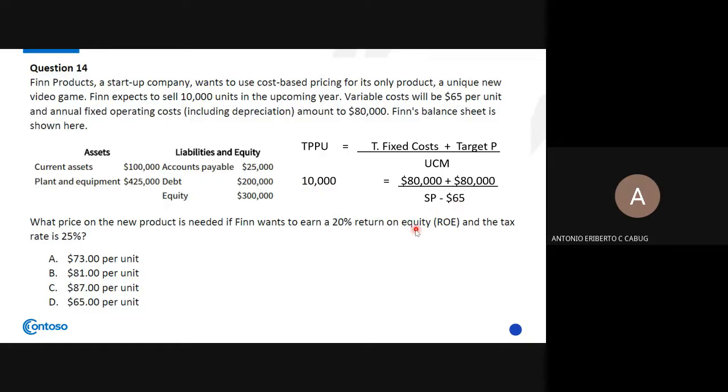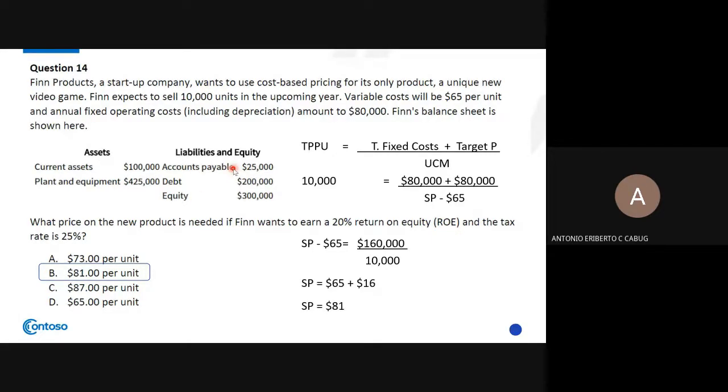So, ilipat ko lang to, SP minus 65 sa kabila. 80 plus 80 is 160K. Lipat ko si 10K sa baba. 160 divided by 10. SP minus 65 is 16. 65 plus 16. The selling price should be $81. The correct answer is letter B.